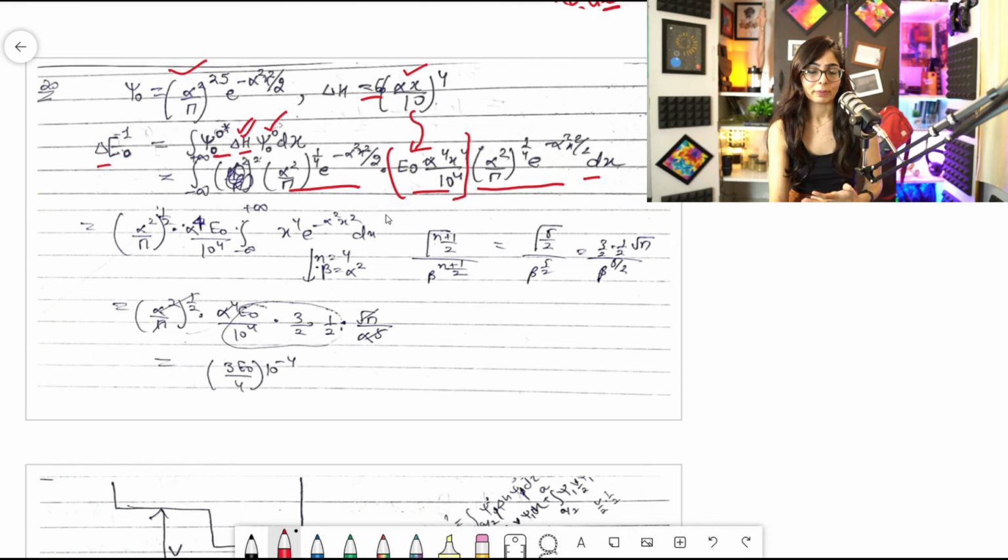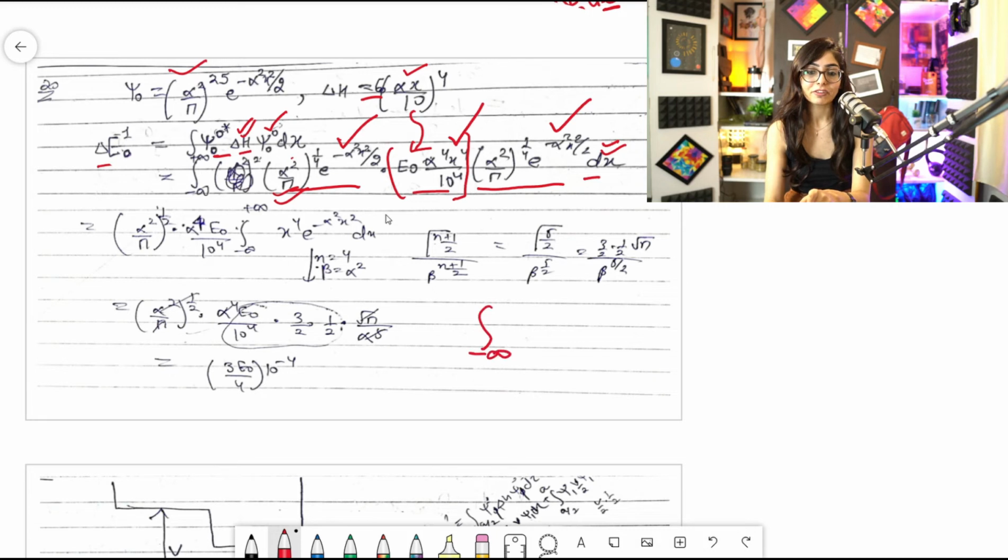Clear? So now what will happen? Inside the integration, the integral depends on the x factor, so I'll keep every term which is with respect to x inside, and I'll take everything apart from that outside the integration. So what terms have an x value? This term, this term, and this term. I'll keep outside of the integration everything which does not have an x term in it. This is alpha square. Wait, I'll write it over here so that things become more clear.